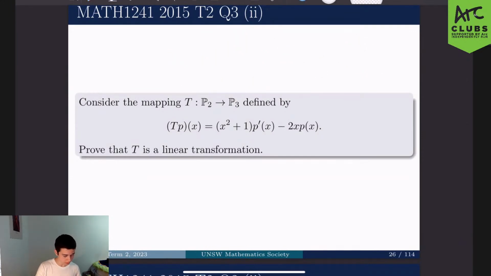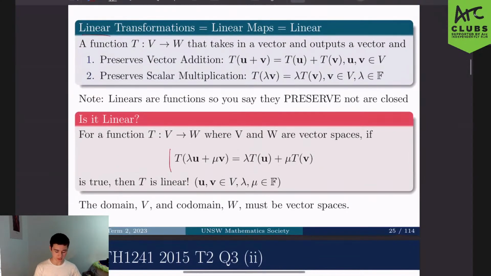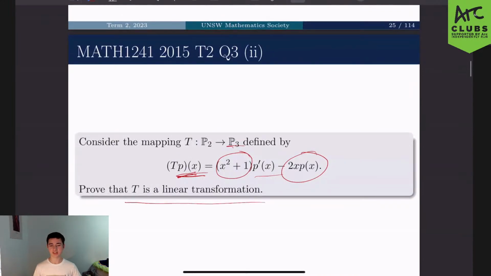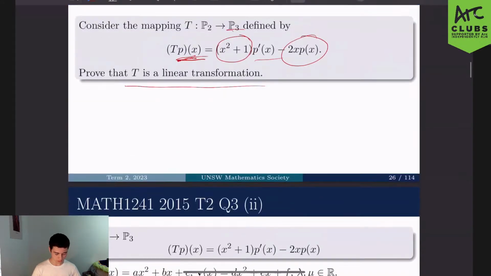Okay, so now that we have that out of the way, we're going to consider this map, the polynomial map, which will take some input p of x and use its derivative, multiply it, and so on, to give us something in P3, polynomials of degree at most 3. And what we need to do is prove that it is a linear transformation. So we're going to throw this chunky guy at it and see if it holds up, if we can break it down into our right-hand side. So we get on with it.